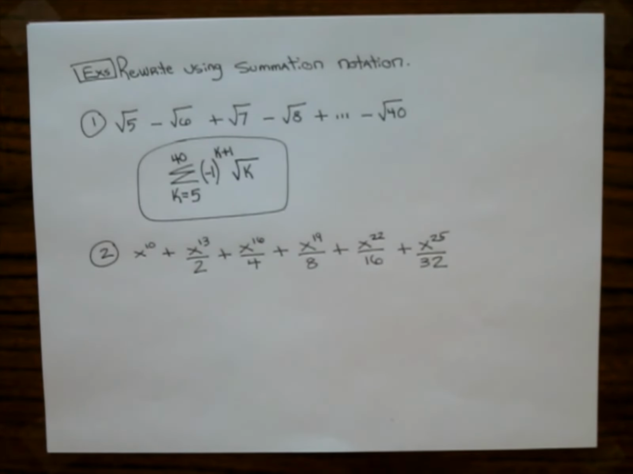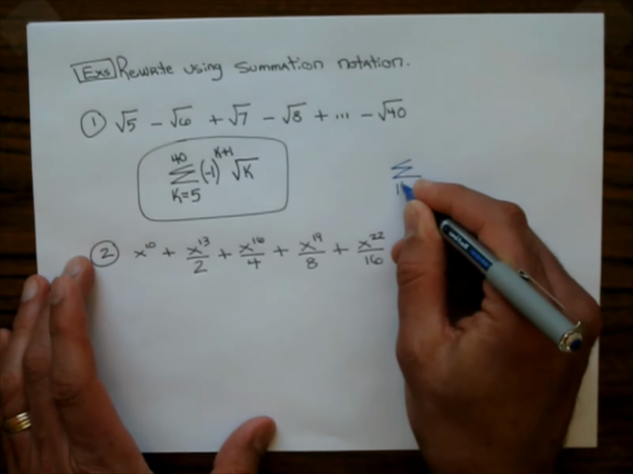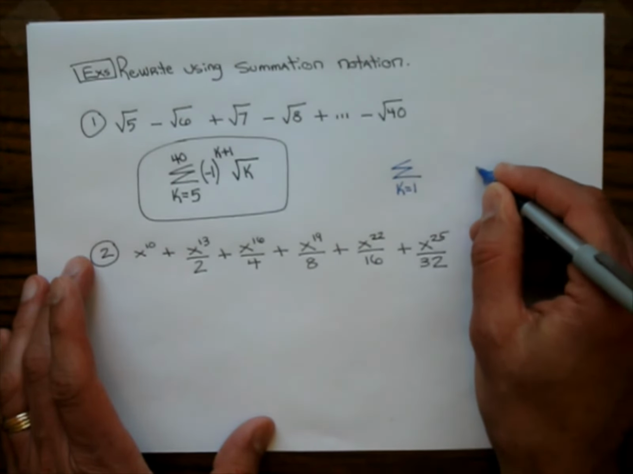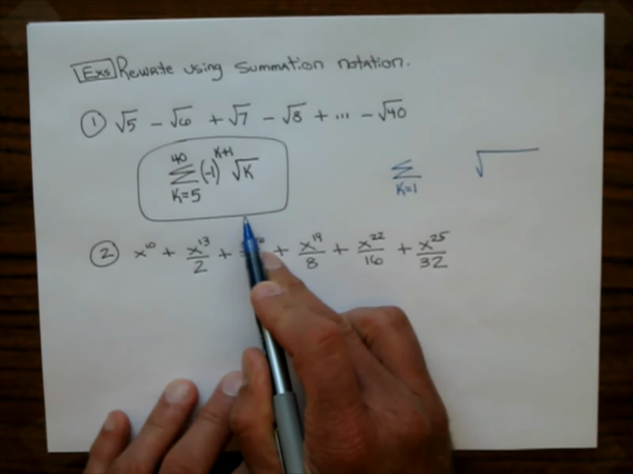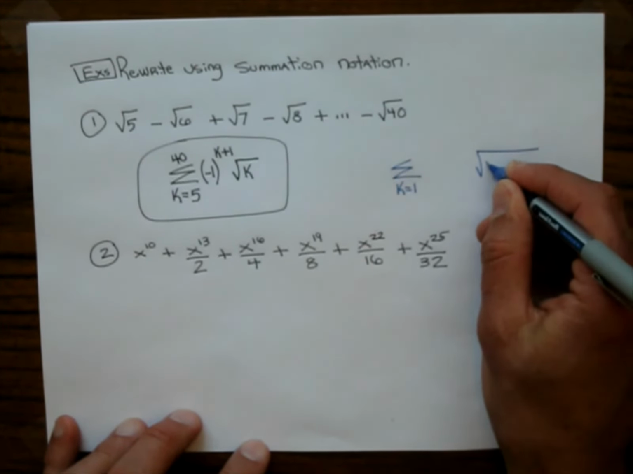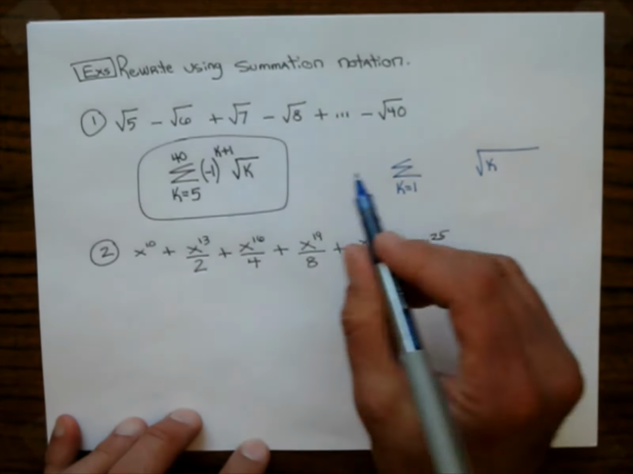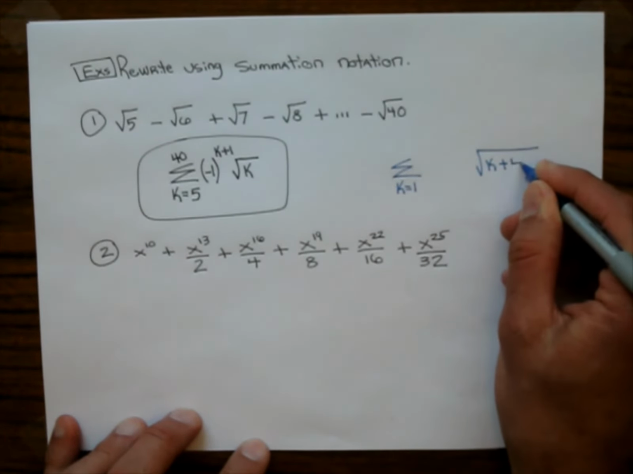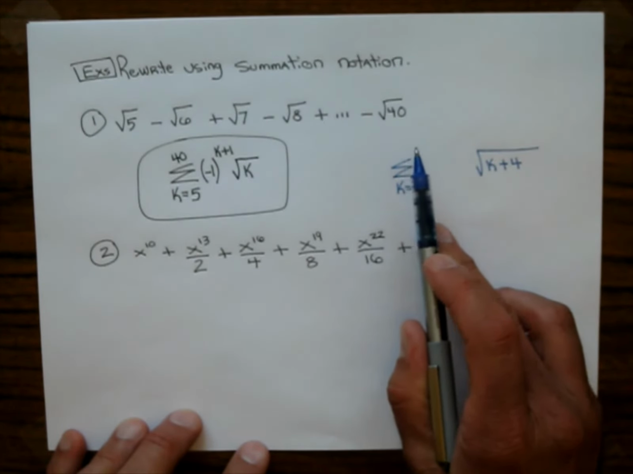Now, when I say it's not unique, it means that maybe if you're working with a friend, they may have decided to start their k at 1 or even 0. Now, if you start your k at 1, you can't just put a k there, because then that's the square root of 1. You need the square root of 5. So I'm going to go k plus, what's going to take me up to 5? 4 more. Okay, and then you got to make sure you get your stopping point correct.